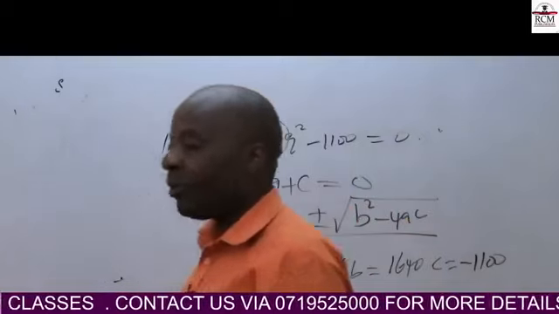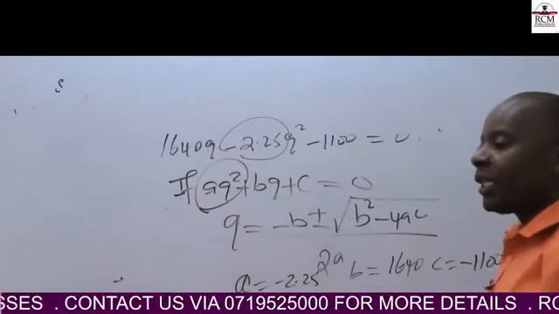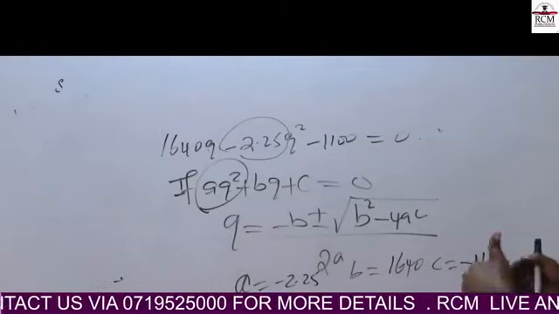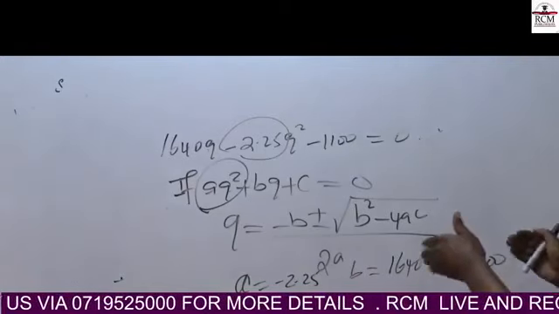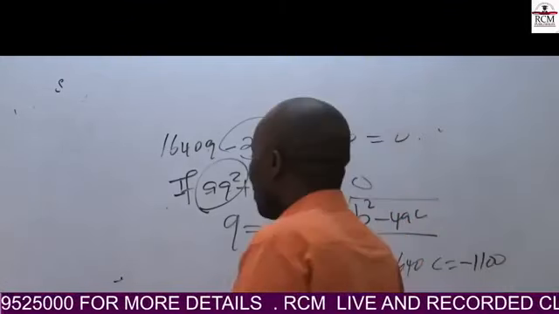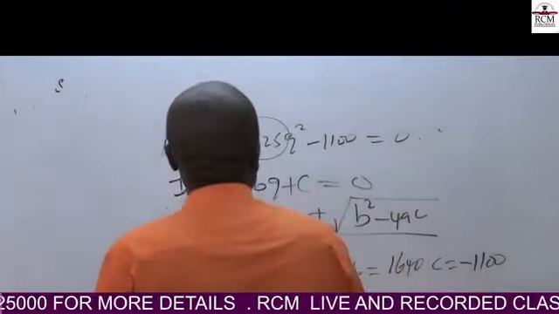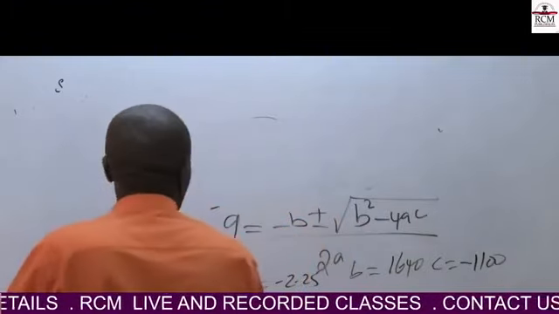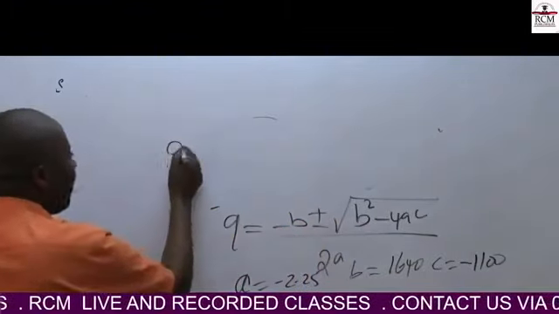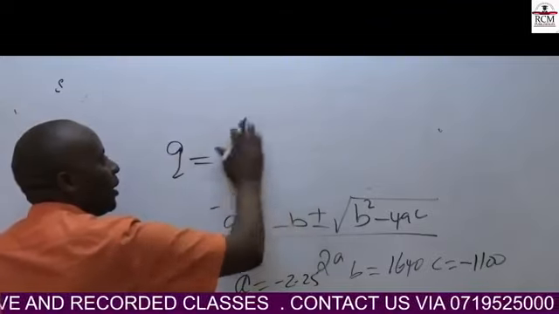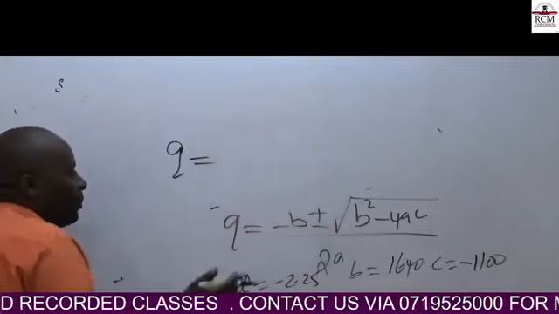Now, ladies and gentlemen, the moment you've been able to get these values nicely, yours now will be to plug the figures into this q formula. You plug them there. Very easy indeed. To plug in here is as easy as ABC, as easy as a walk in the park. There is nothing as easy as a leisure walk along the park.